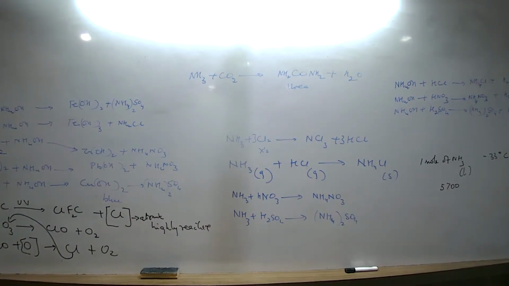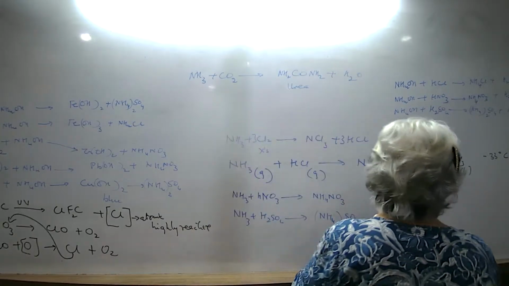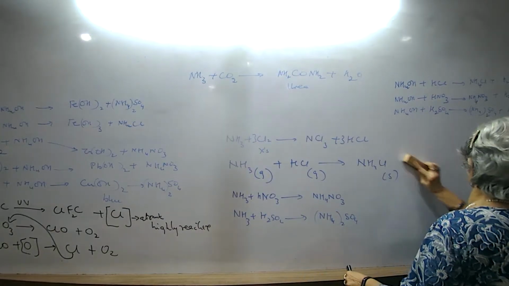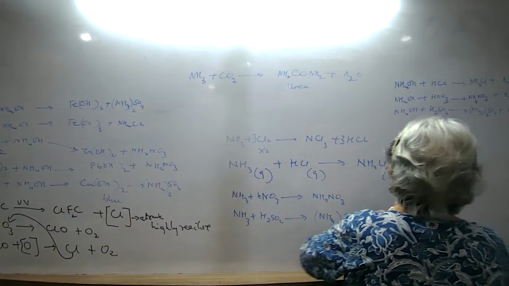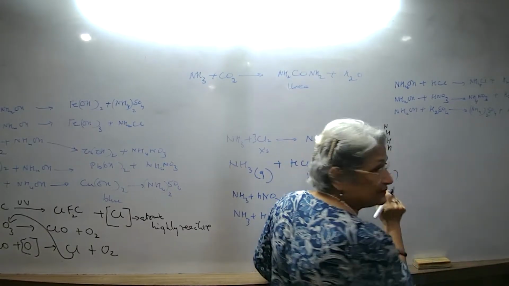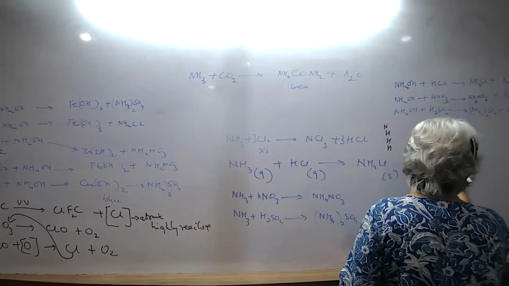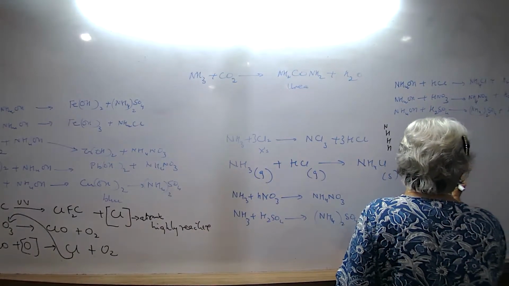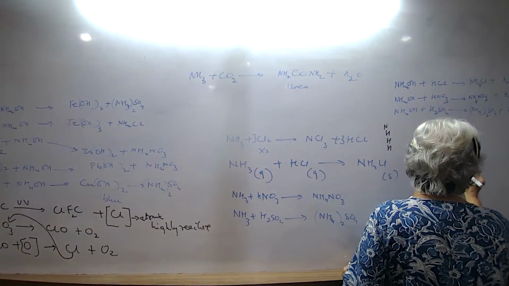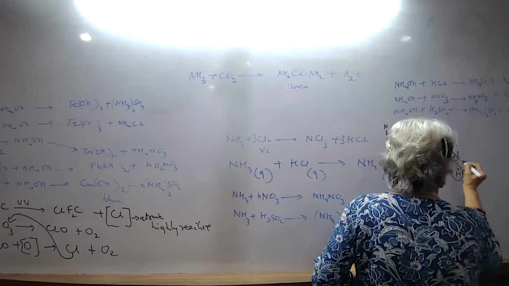Ammonium is NH4, ammonia is NH3. See, like this it is. Ammonia is NH3, correct? So you have got your ammonia, and you've got 1, 2, 3 hydrogens. This is ammonia, correct?